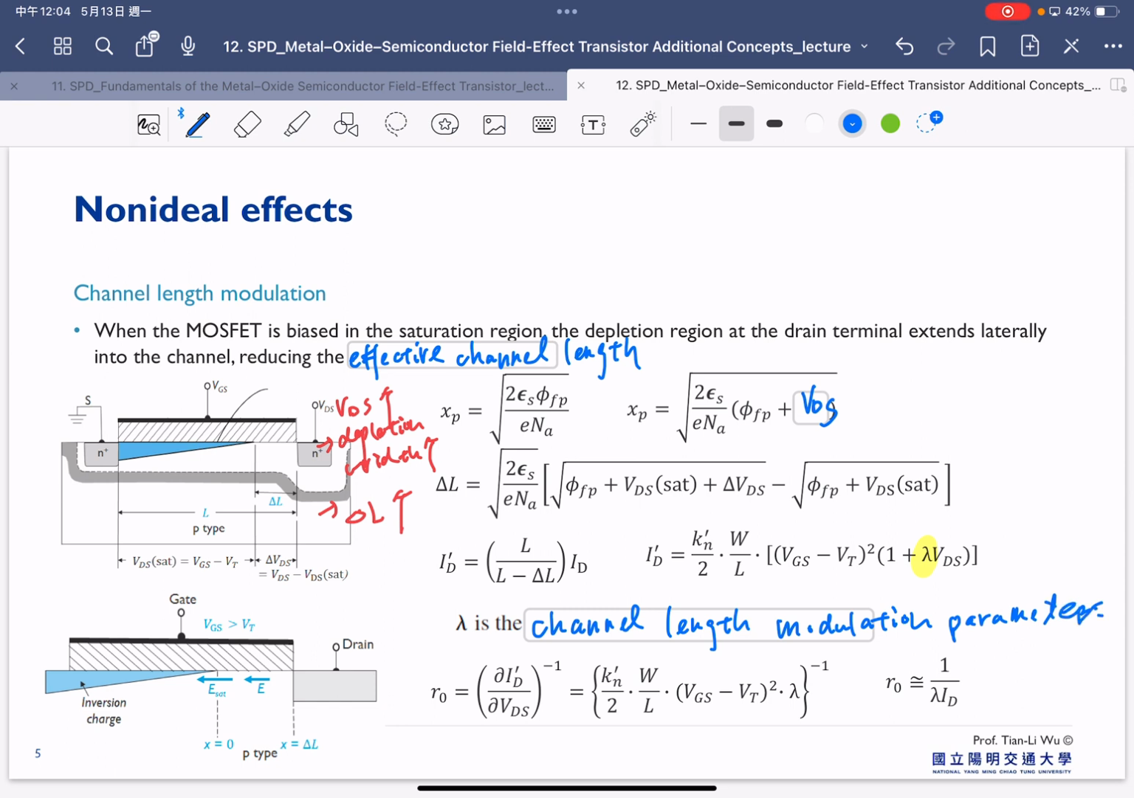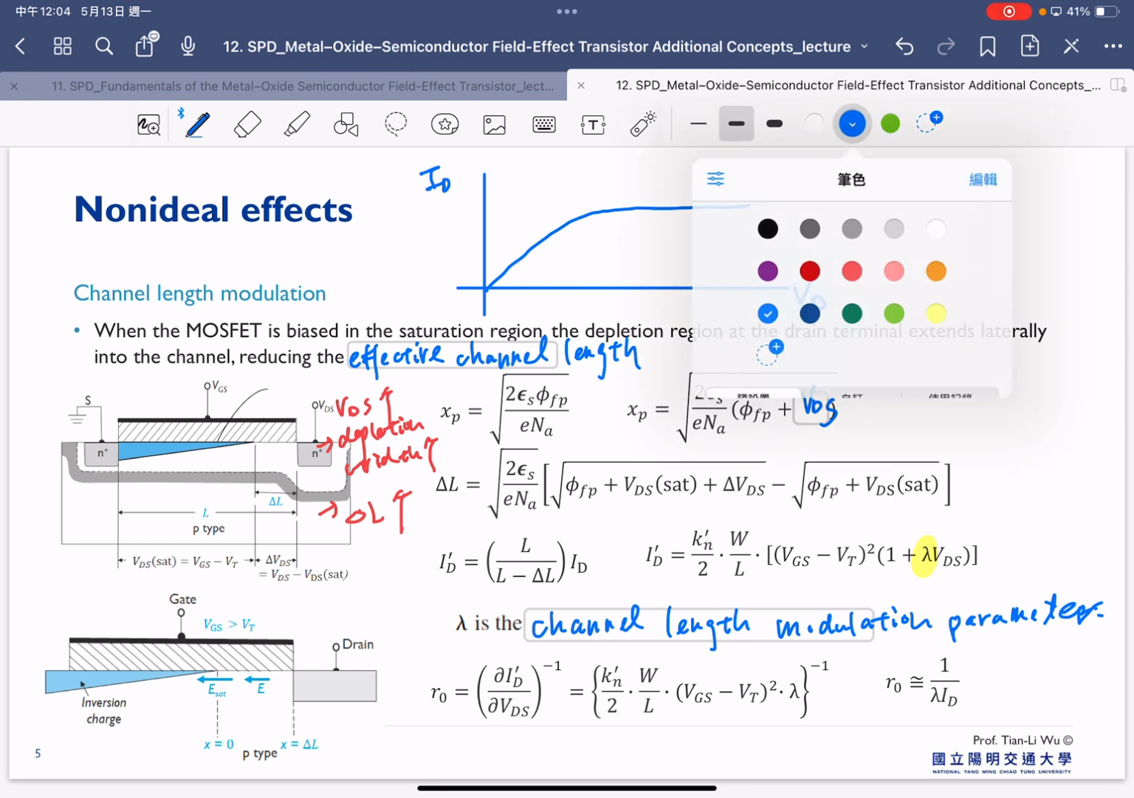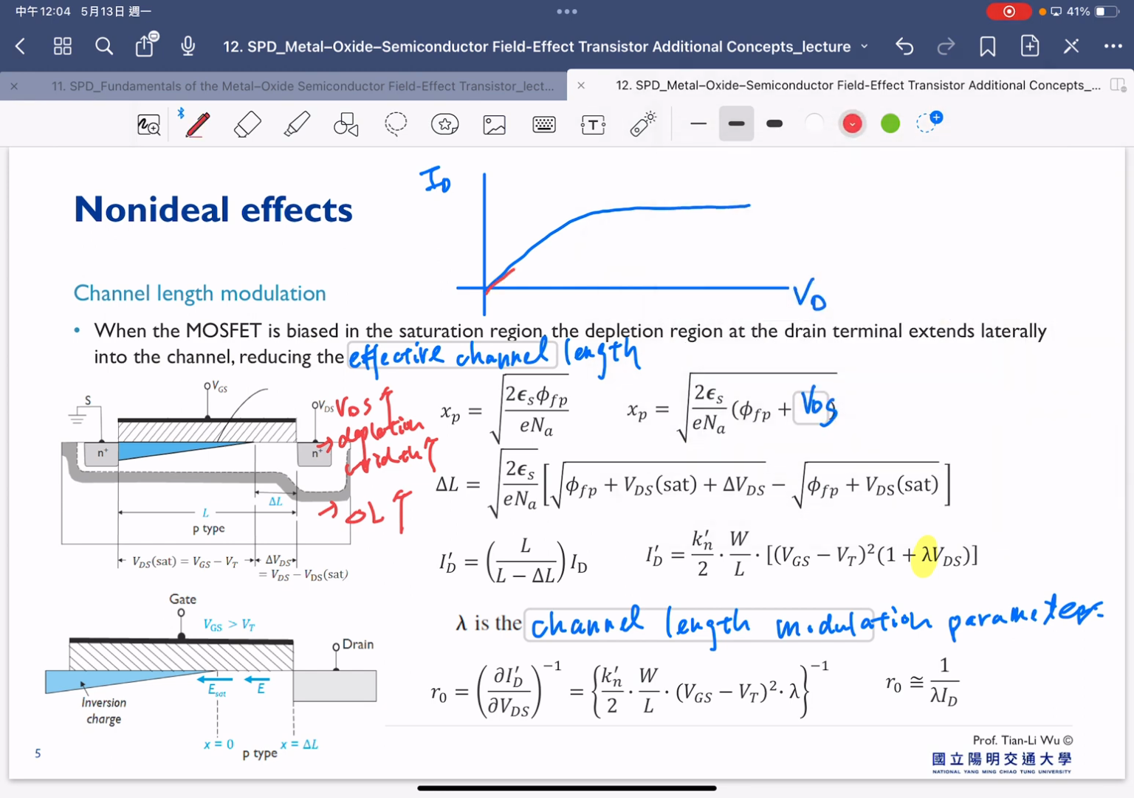So that means if you try to look at the ID-VD curve here, ideally we should have this and saturate, but the problem is that the effective channel length is decreased. Then the current becomes like this. This is because our channel length is decreased, and the reason for the channel length decrease is that our delta L is increased here. So that's the channel length modulation effect.